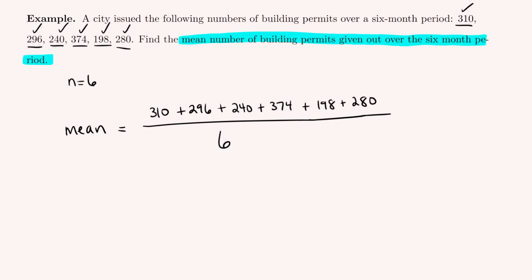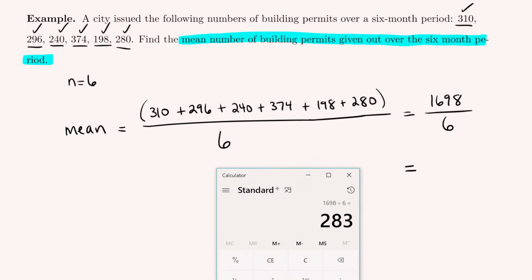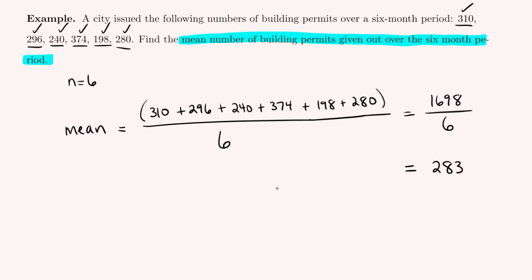Now let's add these first values in our calculator, and then we'll write what that's equal to, and then finally we'll do the division. The sum of all the building permits over the 6-month period is 1,698. We'll now divide that by 6 to get our mean. And we find there are 283 building permits issued on average during the 6-month period of time.